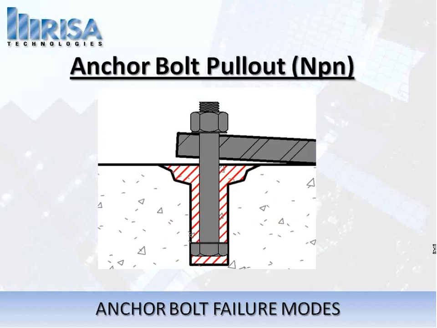Now, anchor bolt pullout is more common for your post-installed anchors, but what you have here in this case is a localized failure right around the head of the bolt, and the bolt's actually just pulling out vertically, maybe causing a bit of spalling at the surface. But it's different from the cone breakout because it's engaging significantly less shear area on the concrete.